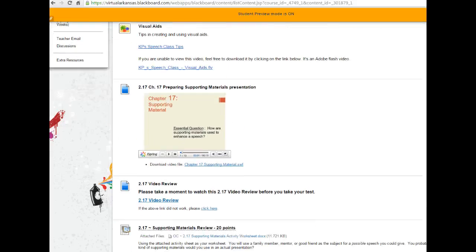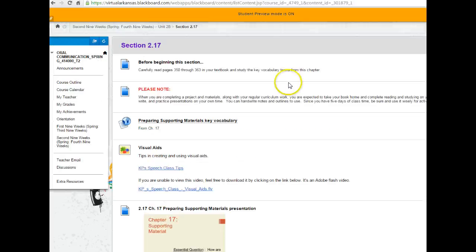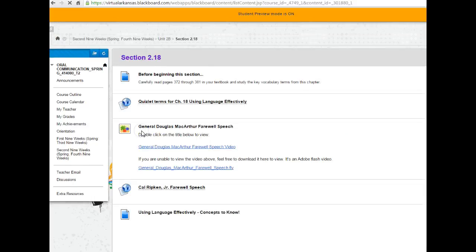The only thing people were struggling over on the materials review was an audio example. Supporting material might be a recording of your biographical person speaking. But look at this really great student example and also read the pages. I think if you do those two things, you're going to get a good idea of what is expected of you. So let's go back to, here is section 2.18.